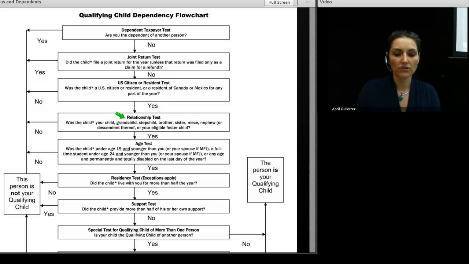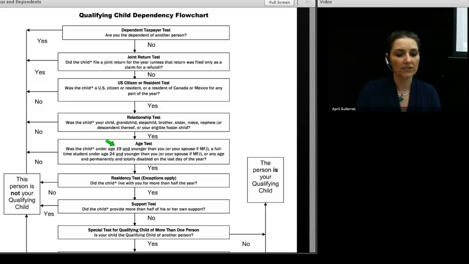Was the child your child, grandchild, stepchild, brother, sister, niece, nephew, or a descendant thereof, or your eligible foster child? You will notice that all of these are essentially, do you have a child? This is the qualifying child test, not the qualifying relative test. The answer must be yes, that you have a child who meets the relationship test. And if it is, then you move on to the age test.